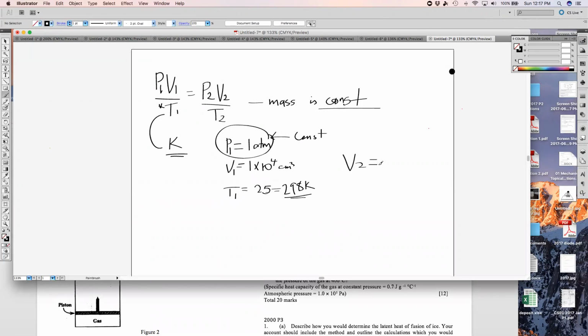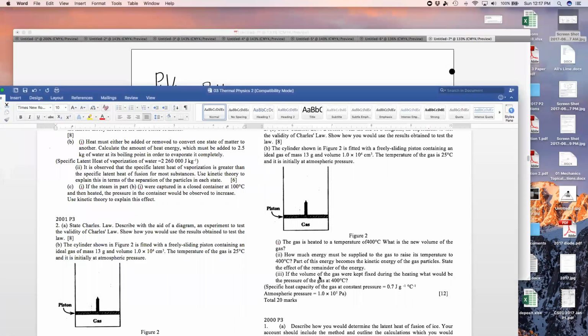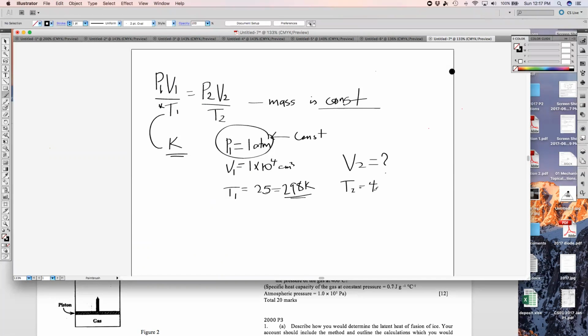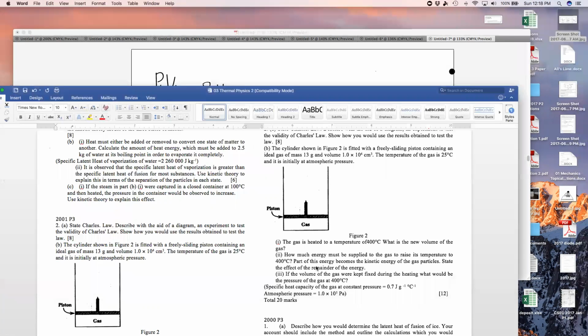They want us to find V2. And given that they're heating it to a temperature of 400 degrees Celsius, we have to convert it to Kelvin again, which will be equal to 673 Kelvin. So it's just a matter of saying that V1 over T1 is equal to V2, which we don't know, over T2. And solve. Pretty straightforward, not a problem. All right. So that's how we get the new volume. That's part one.